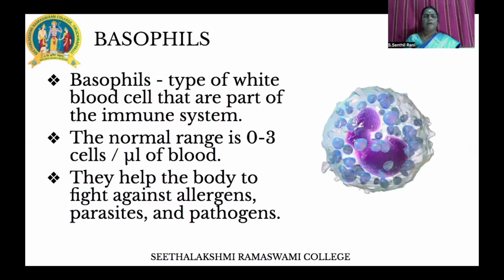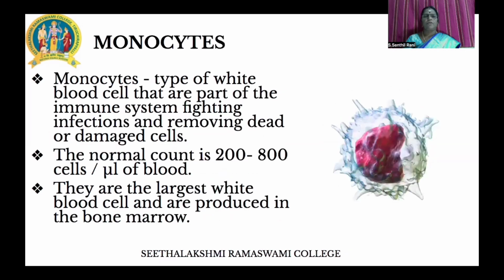Basophils. They are a type of white blood cells that are part of the immune system. The normal range is 0 to 3 cells per ml of blood. They help the body to fight against allergens, parasites, and pathogens.